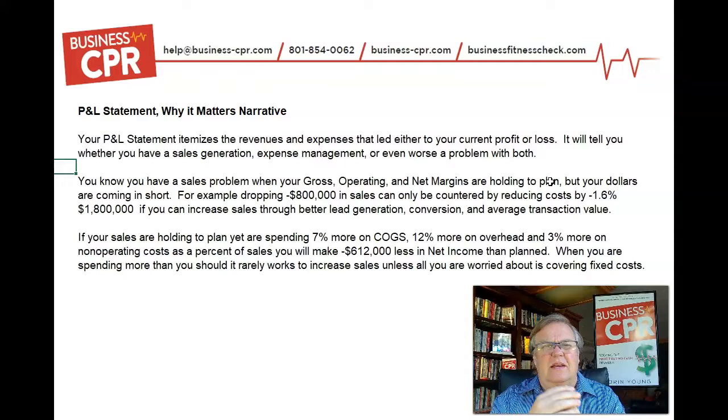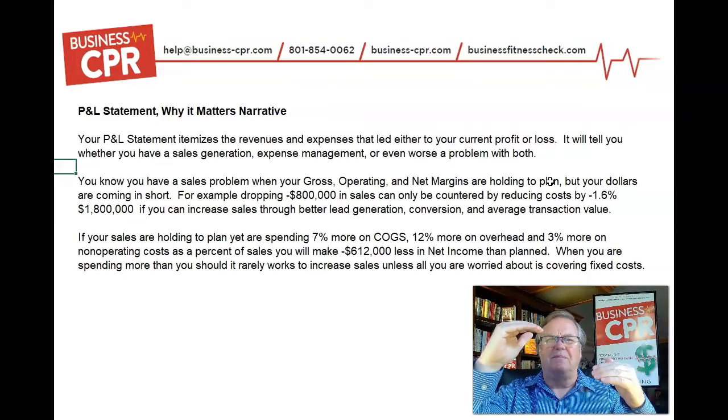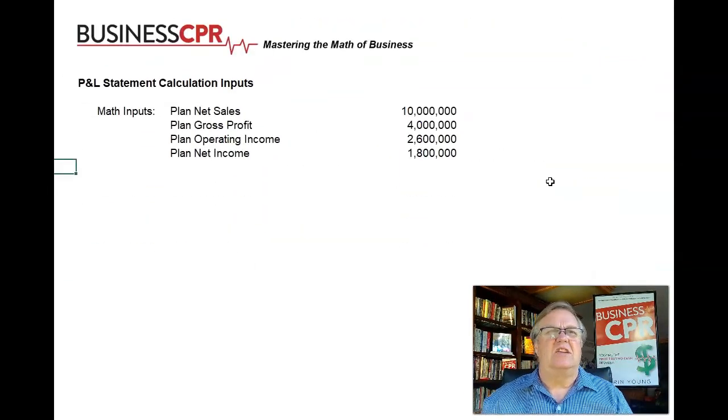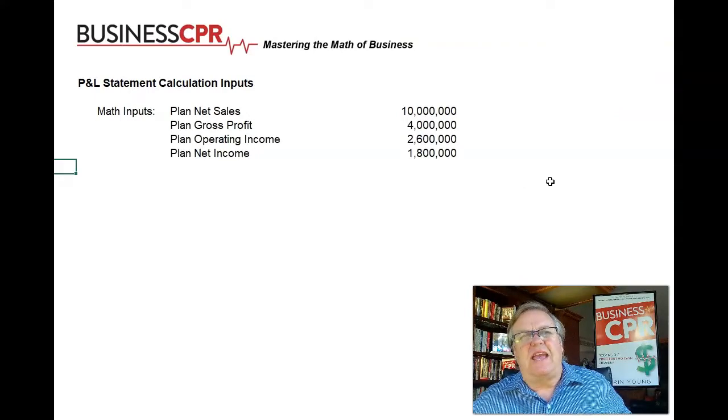The other way is expense management. In other words, expenses aren't being managed as tightly as they should be. So you've got a scenario where you're overspending on COGS, SG&A, and non-operating costs, and that has a negative impact on the bottom line. Or in the worst case scenario, you've got both going on. And that's always a problem when sales are down and costs are up. That's always a great challenge. So let's look at what you need to know to be able to gauge this.